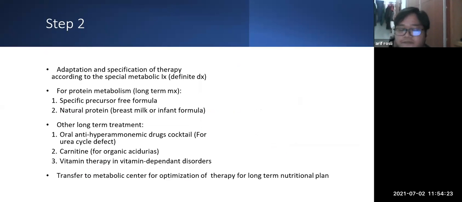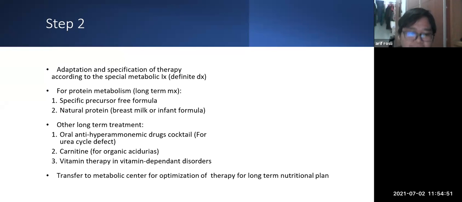So that one is for step 1. Then for step 2, the aim is for adaptation and specification of therapy according to special metabolic investigation of definitive diagnosis. So if patient coming with protein metabolism problem, the long-term management we will give specific precursor-free formula or natural protein or breast milk or infant formula if the patient is tolerable.